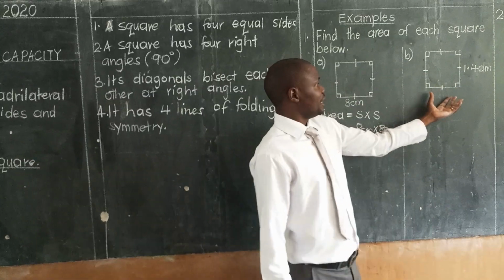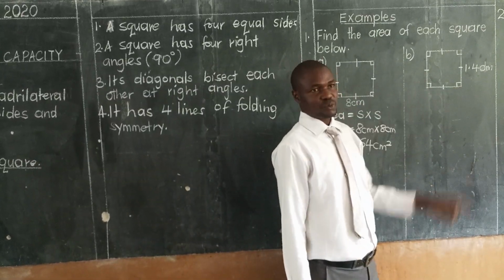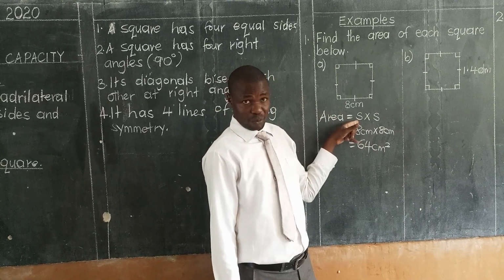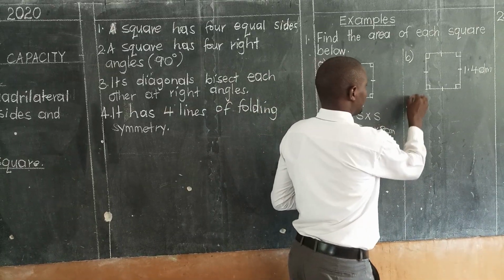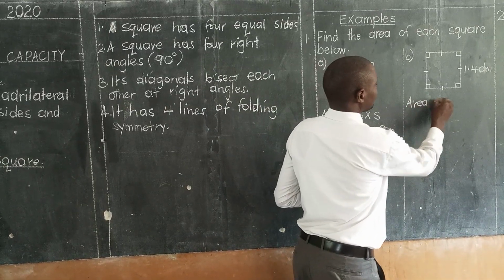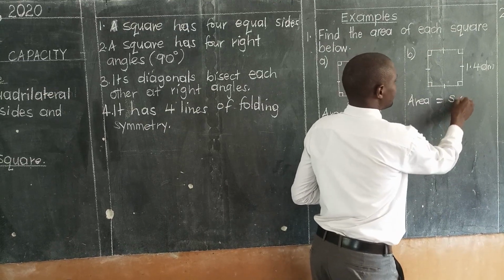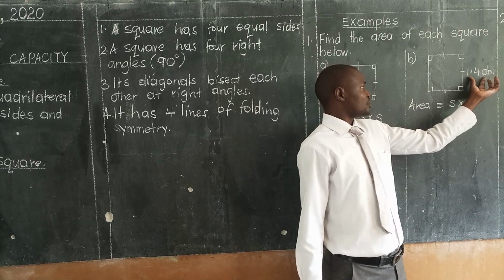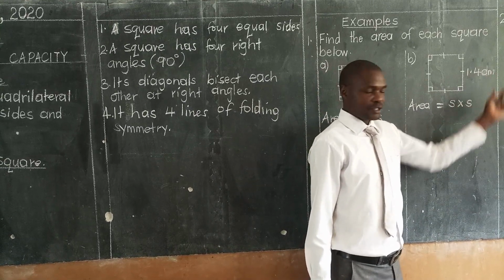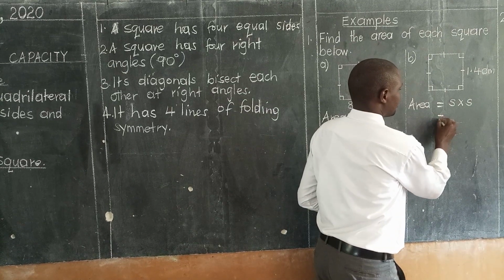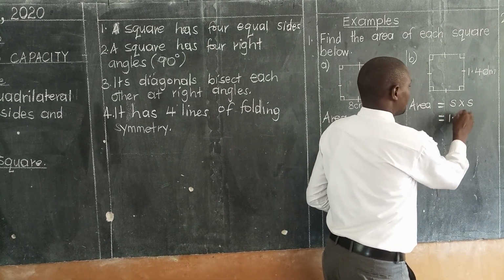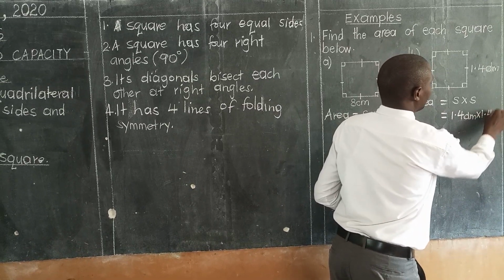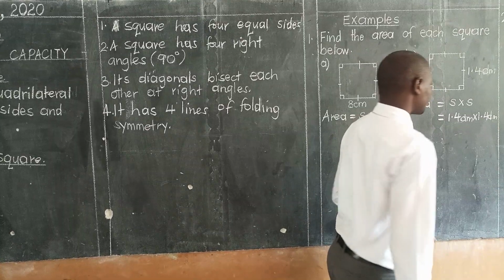Our next example here, the measurement is a decimal. But remember, we always have to start with the formula. Our formula is area of a square is equal to side times side. Each side here is 1.4 decimeters. So we substitute 1.4 decimeters times 1.4 decimeters.